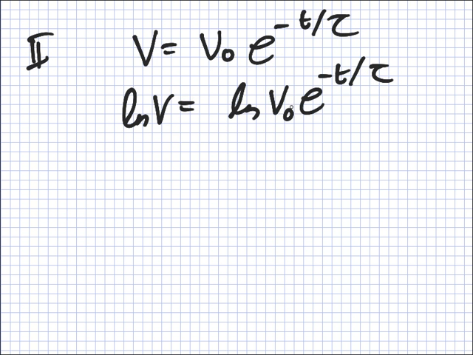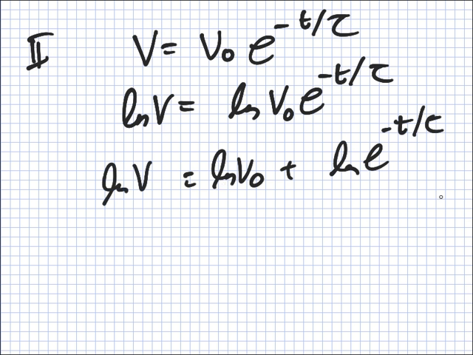You take it down. Not quite yet because of the V0 here. You need another rule first. It's your log AB rule. No. Much simpler. What's log A times B equal to? Log A plus log B. So here, this is log V0 plus log e to the minus t over tau.